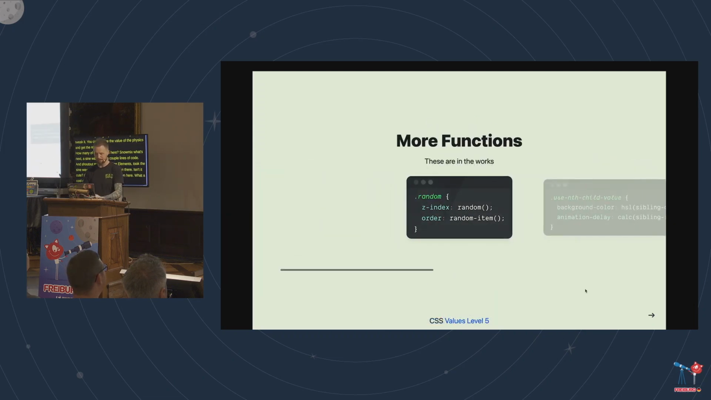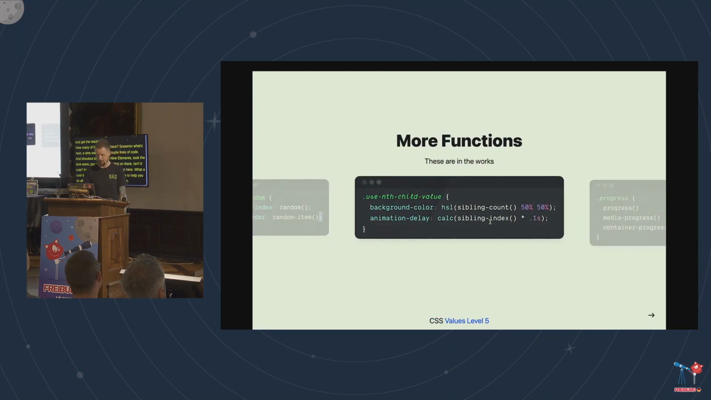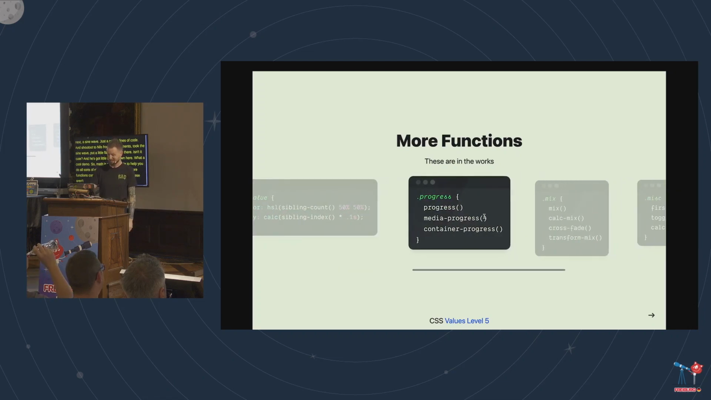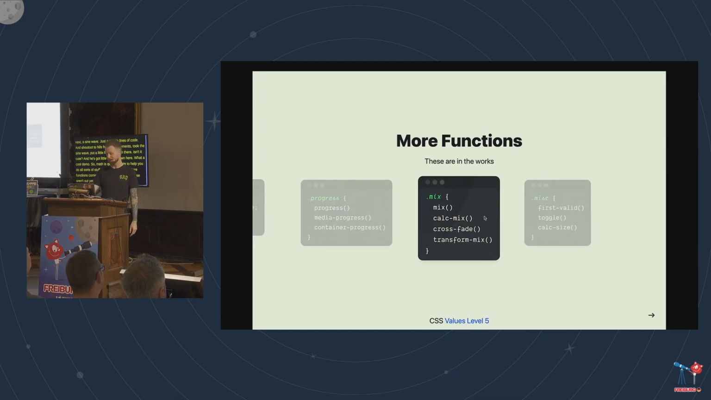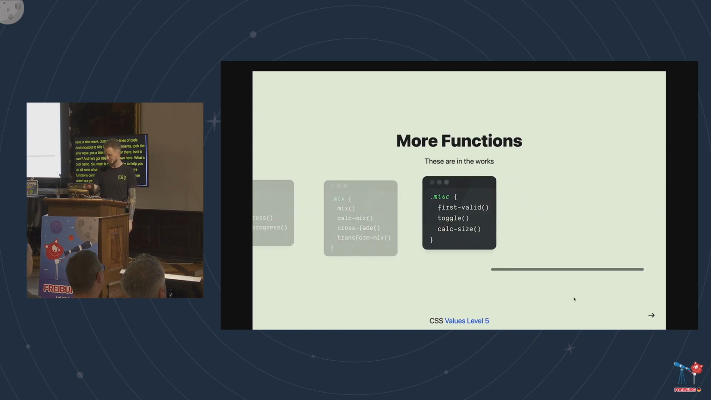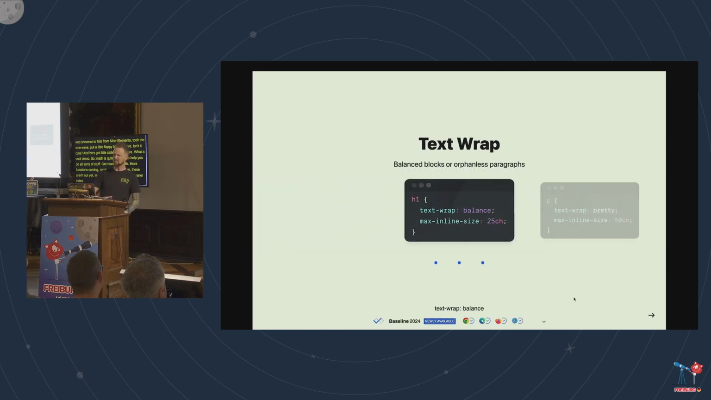Get ready for math. And there's more functions coming. There's random item. These ones aren't out yet. These are just teasers for you. Sibling count, sibling index, progress, media progress, container progress, mix, calc-mix, crossfade, transform-mix, first-valid, toggle, calc-size. Next slide. A TikTok, right?